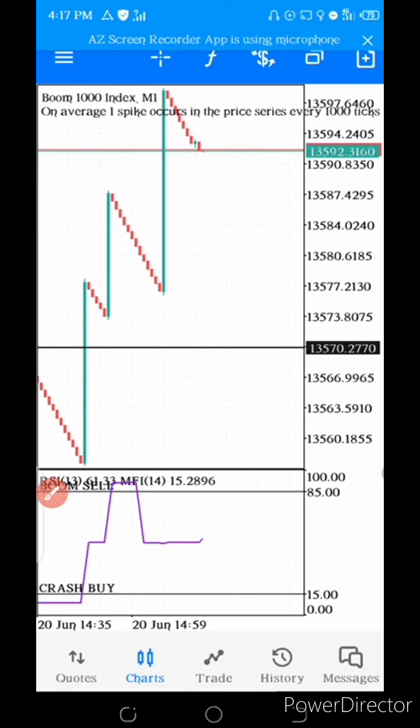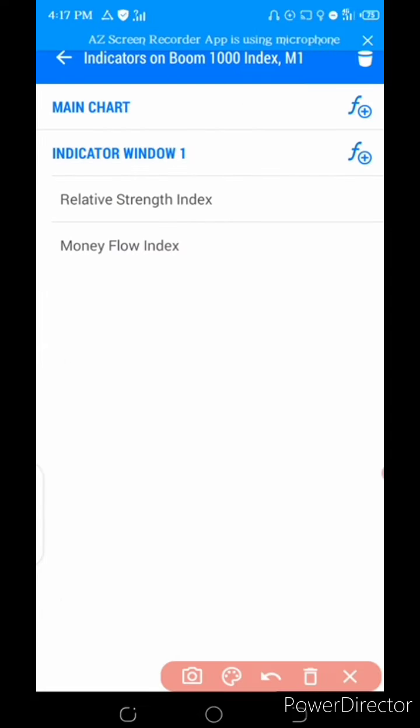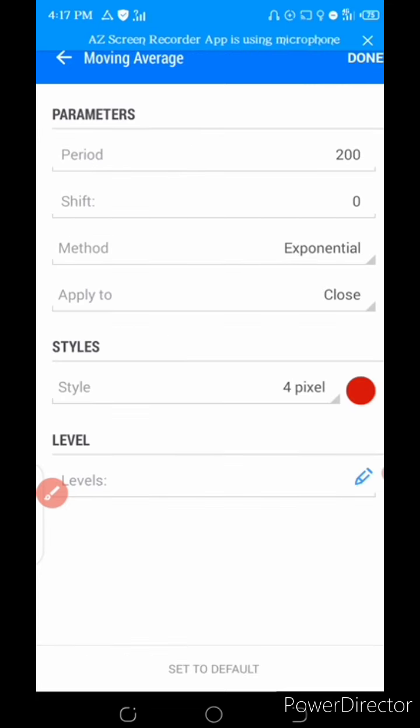Another thing we want to add, take note. Another thing we want to add, click on the F button. Now this time we're going to click on the main chart, so let's add our trend filter. Like you know, my favorite trend filter is the 100 moving average, but for this video we're going to be using the 200 exponential moving average. I think that gives you more opportunities to more larger trends in the market.